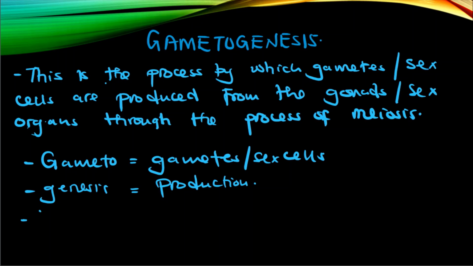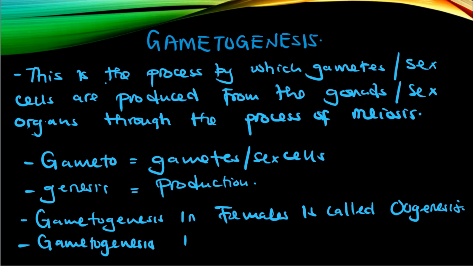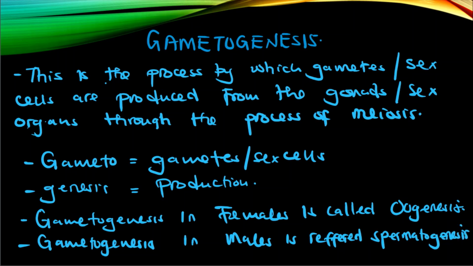Gametogenesis in females is called oogenesis. And gametogenesis in males is referred to as spermatogenesis. Okay, so let's delve into these two processes and see how they happen.